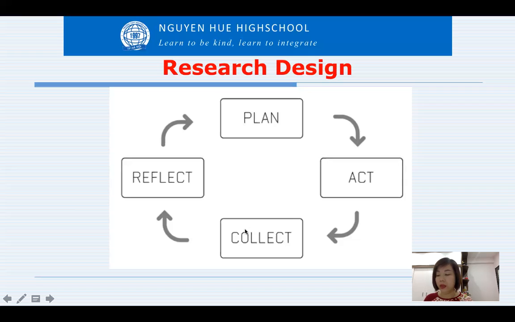And next, I collected the data through observation first, and then a test and a questionnaire. And the last one, reflection. At the end of the 9 weeks of applying communicative activities in grammar practice, I evaluated the effectiveness of the intervention. Data was collected to see if communicative activities are effective for learning grammar as well as find out problems for further research.